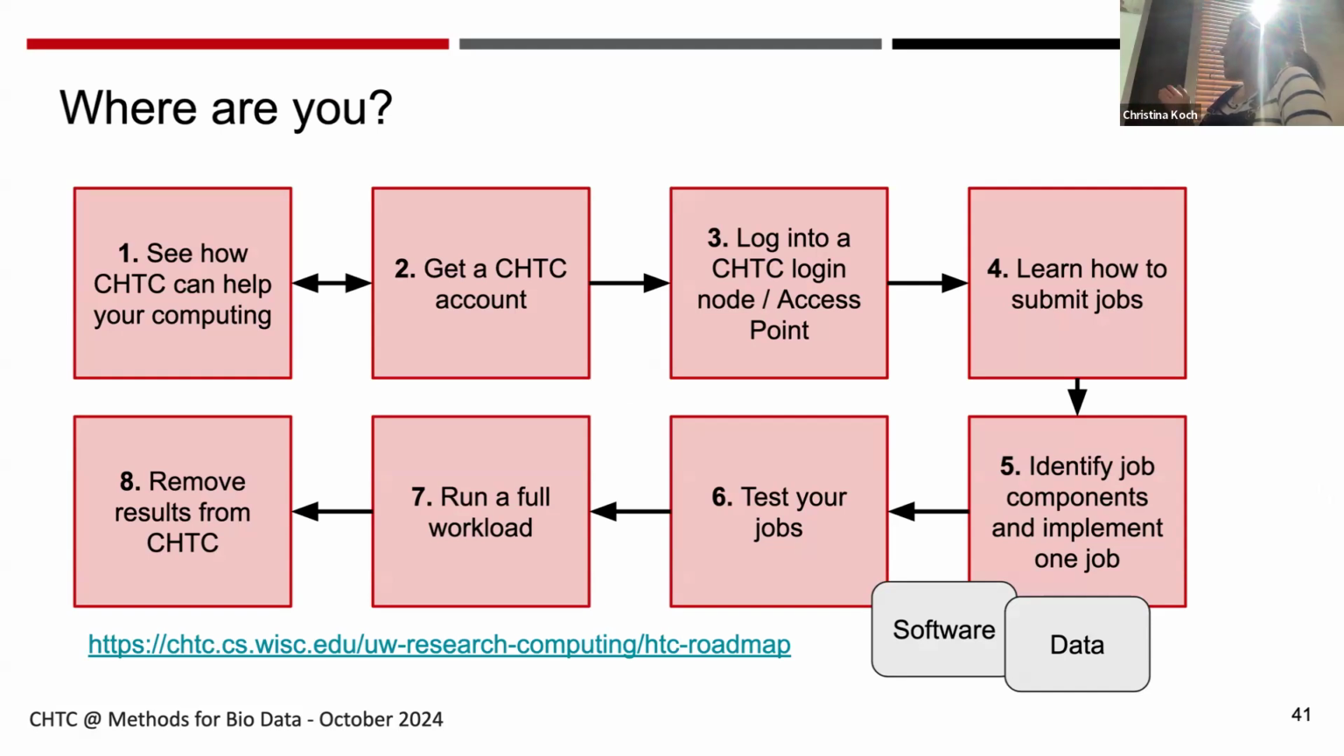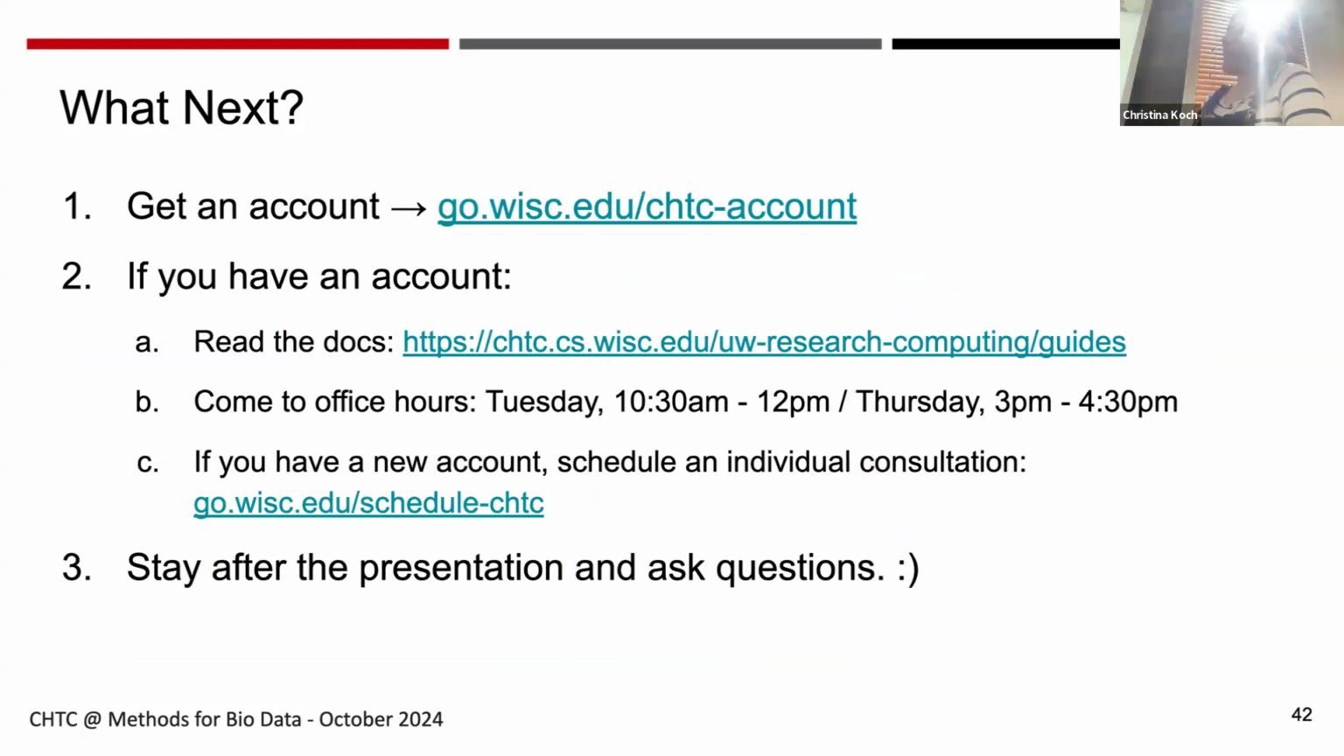Okay. So here's where you might be in this process: learning about CHTC, getting an account, logging in, learning about job submission, implementing a job, testing, running things, getting your results. This is kind of the whole process. Wherever you are in this process, we can help you get to the next thing. If you want an account, you can apply for one. Folks who have come to this training, sometimes we meet with people if they're part of new groups, but we can maybe skip that if you came here because you've already gotten an intro.